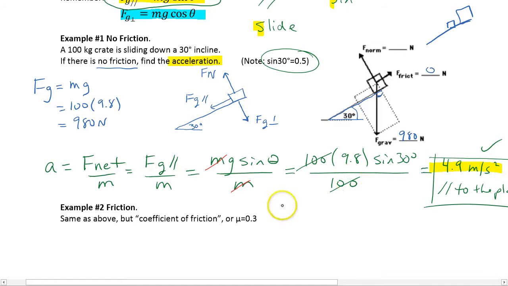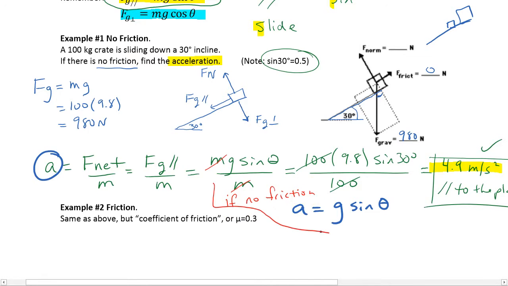So if it is frictionless, the acceleration is going to be equal to g times the sine of theta. This is a shortcut you can remember if there's no friction. That's a nice piece that came out of our first one. You see how it worked in this one. G is 9.8, and the sine of 30 degrees is a half, so that's where the 4.9 came from.